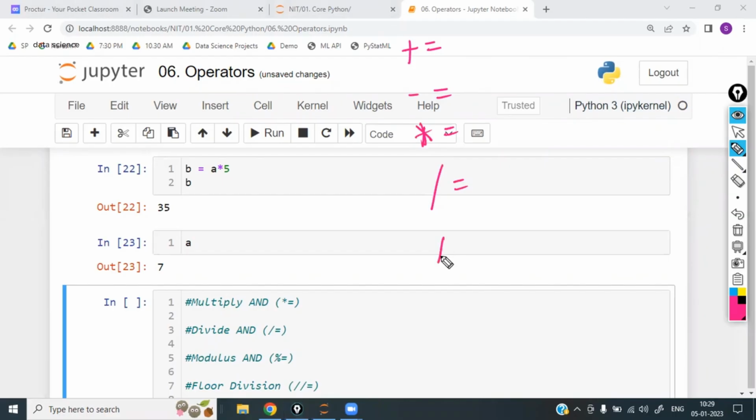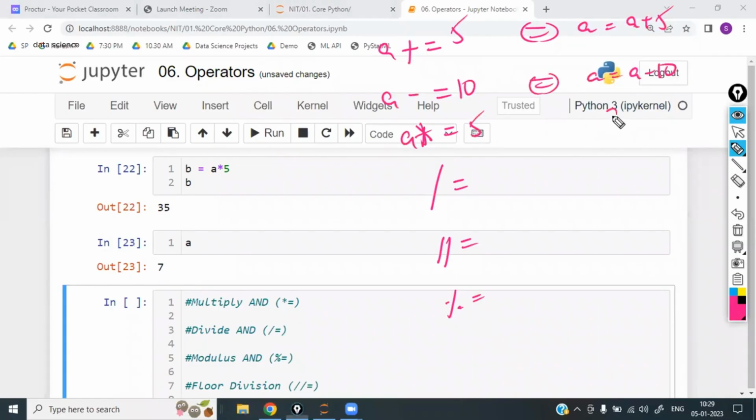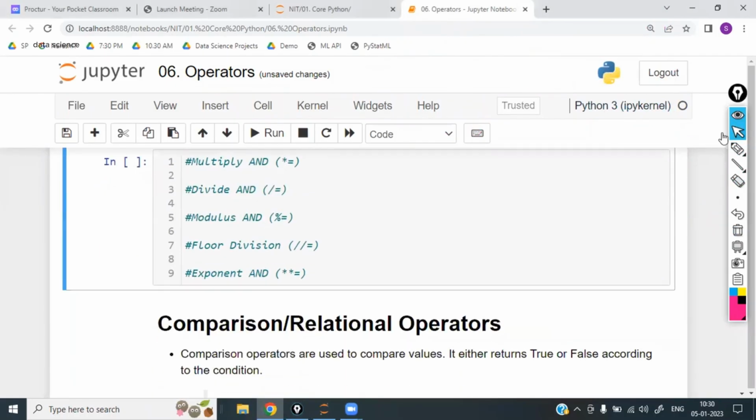division equal to, floor division equal to, modulo division equal to. So a plus equal to 5 means a is equal to a plus 5. Minus equal to 10 means a is equal to a minus 10. Into equal to 5 means a is equal to a into 5. Division equal to 4 means a is equal to a divided by 4. The right side part will be executed, and after that it will be stored in a only. Similarly a is equal to a modulo 10, and a is equal to a floor division 10. Like this, you have the other operators as well.